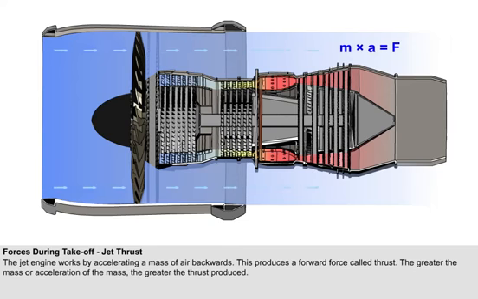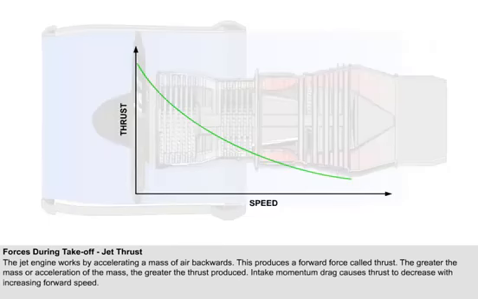However, as the aeroplane travels faster, the velocity of the air entering the engine starts to match the velocity of the air exiting the engine. The result of this is that the air is not being accelerated as much. Thus, less thrust is produced. So, as the aeroplane speed increases, the thrust produced by the jet engine decreases. This loss of thrust with increasing forward speed is referred to as intake momentum drag.